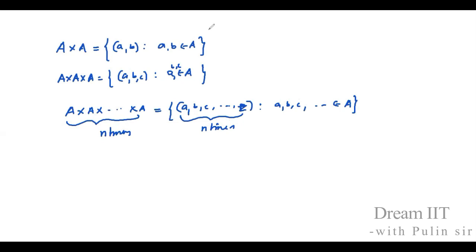Now we have alternative options also. Sometimes this can be written as A square, this can be written as A cube, this can be written as A to the power n according to the number of sets.